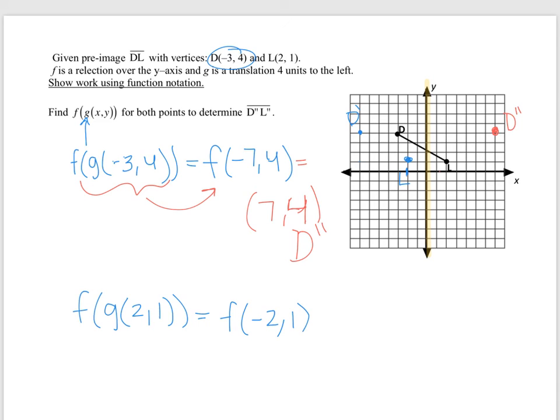And now I'm going to reflect that over the y-axis. So it's 2 away. So when I reflect it, I ended up actually in the same spot. So I'm just going to add double primes. And then connect my segment since it started with the segment.